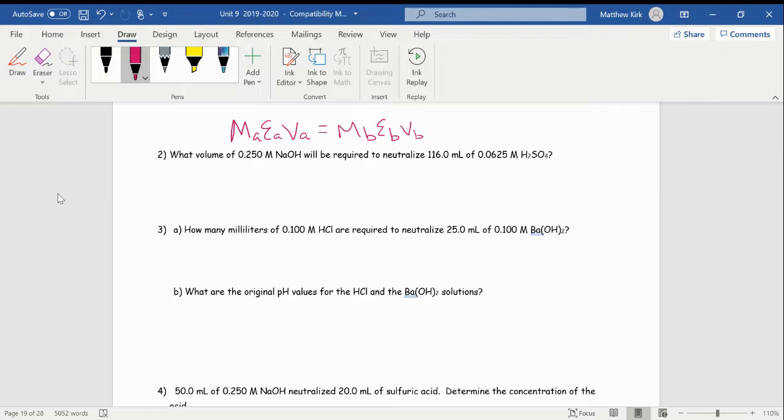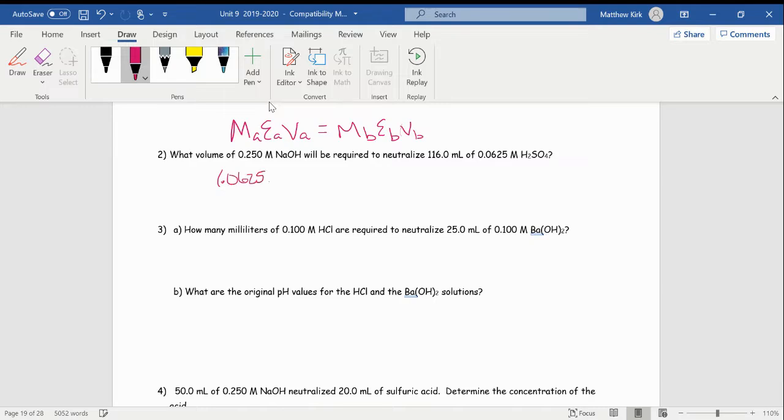So number 2 asks, what volume of 0.250 molar sodium hydroxide will be required to neutralize 116 milliliters of 0.0625 molar H2SO4? So we're looking for volume, I should say, of our base. So that tells me VB, that is our X. So let's go ahead and plug in everything else, starting with molarity of the acid.